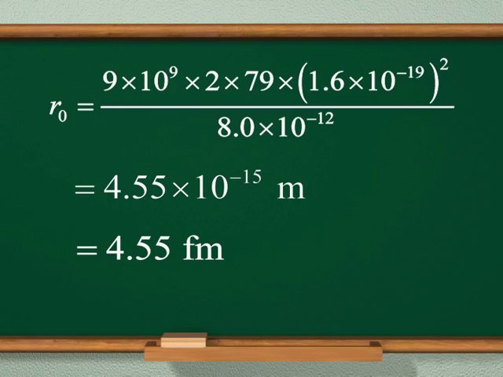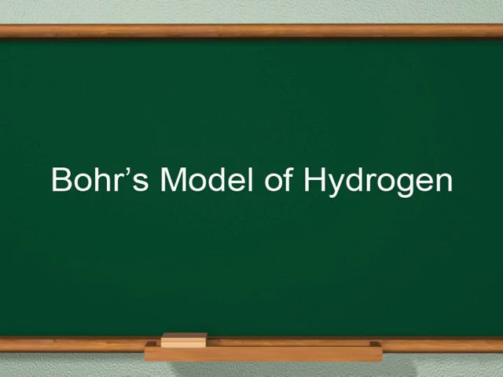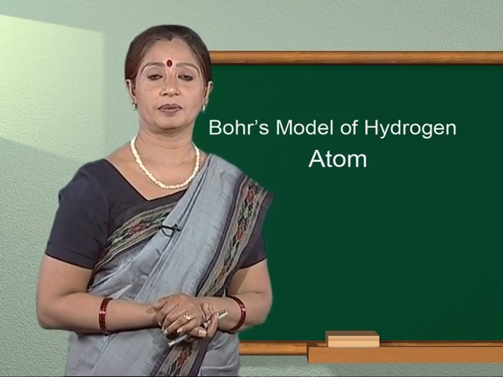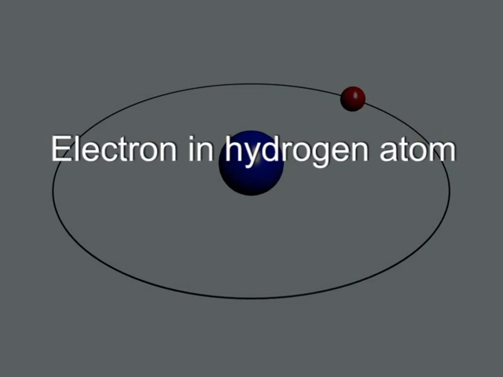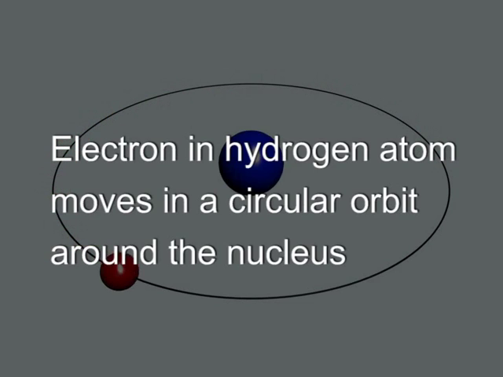4.55 Fermi. चलो अब Bohr's model of hydrogen atom के main features explore करते हैं. Electron in hydrogen atom moves in a circular orbit around the nucleus.